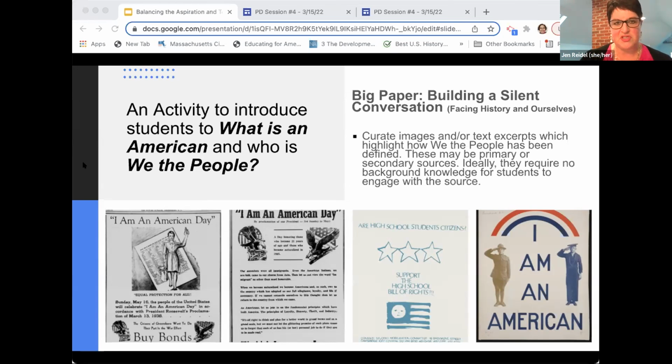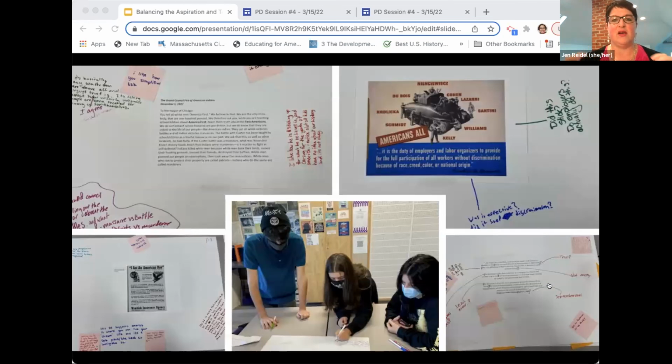So you can see some images there. And if we go to the next slide, you'll see that I had kids analyzing on large pieces of paper, and they were initially put in one group. And in that group, they each had a different color pen, and they were prompted, and I gave them sentence stems if they needed it. And they were to ask questions or make observations about their image or their excerpt that they had in front of them. In the upper left is an excerpt from a letter of the Grand Council Fire of American Indians.